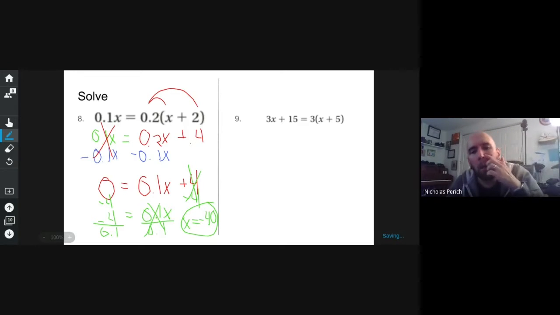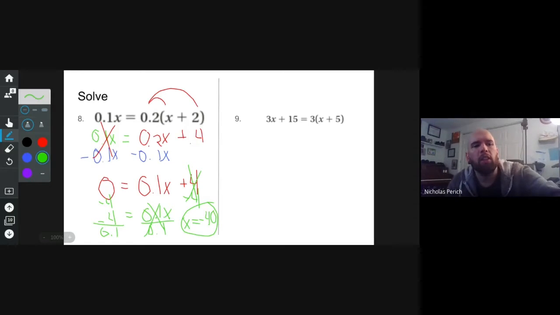That's about as hard as they're going to get. So if you're looking at that and you're like, oh man, I don't know, when the numbers were nicer, it seemed to make sense to me, then you're in good shape. And the next problem is actually even easier. See, problem 9 is special. Not because it's distributive property.